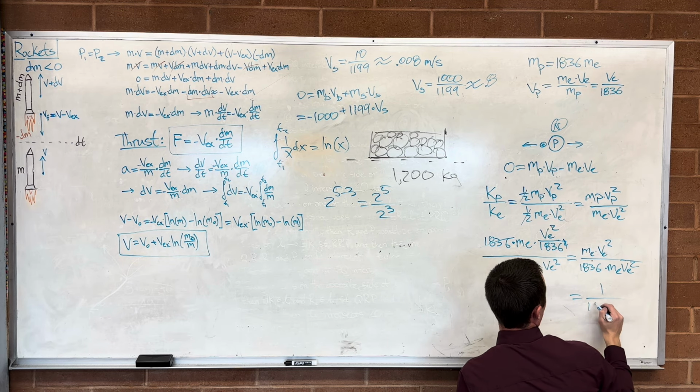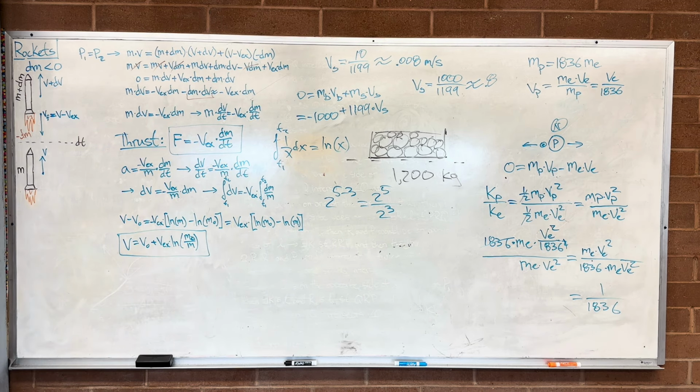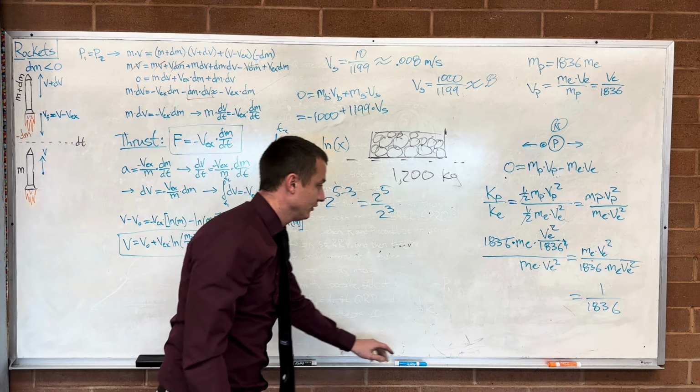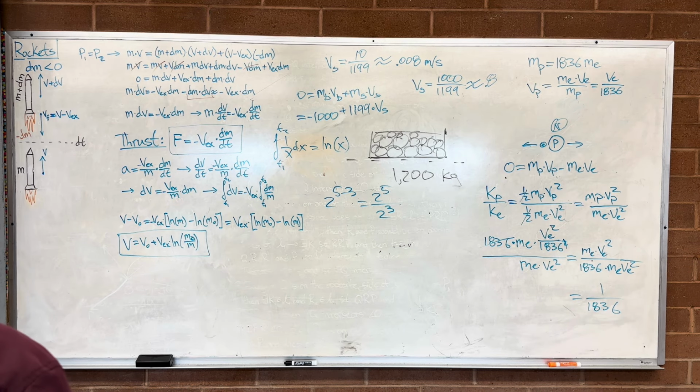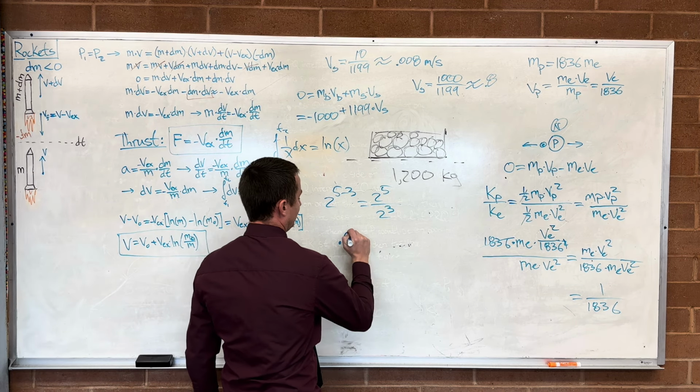So there we go. What is 1 over 1836? Want to calculate that really quick? This was problem 8.11. Let me check the answer. 5.4 times 10 to the negative 4. One sec. Where are the answers? Chapter 8, 101. They have 0.0544%.